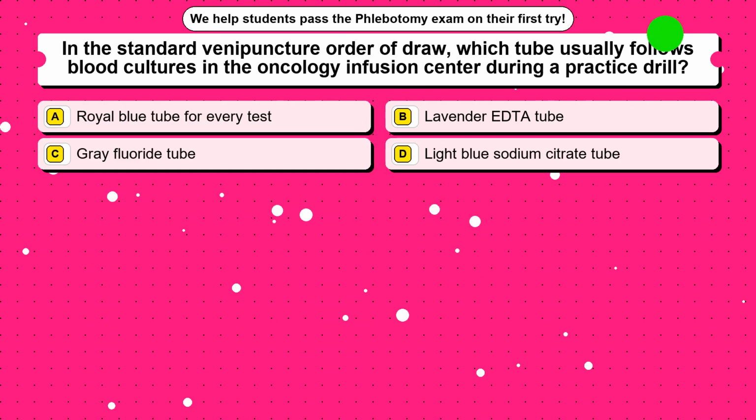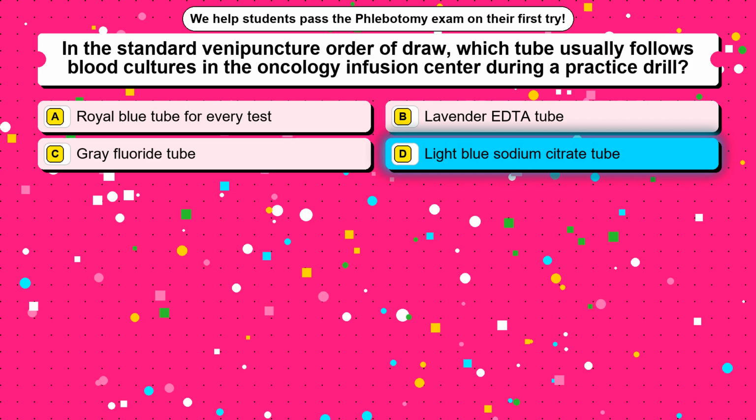Question 53. In the standard venipuncture order of draw, which tube usually follows blood cultures in the oncology infusion center during a practice drill? Option A. Royal blue tube for every test. Option B. Lavender EDTA tube. Option C. Gray fluoride tube. Option D. Light blue sodium citrate tube.